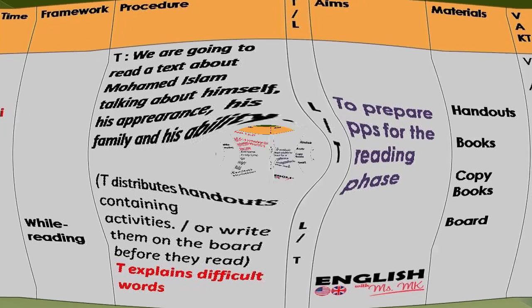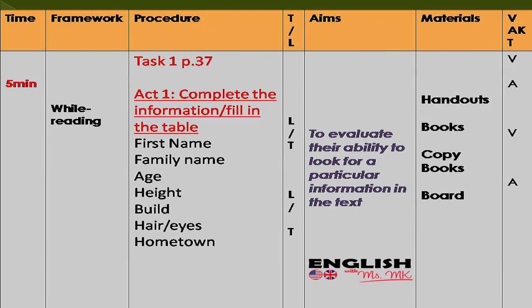Then you move to the while reading. After they read the text and after they have understood the difficult words and the gist of the text, you're going to move to the activities. Here I may use task 1, page 37 as a beginning. So you're going to ask them to do this activity, which is very, very important.